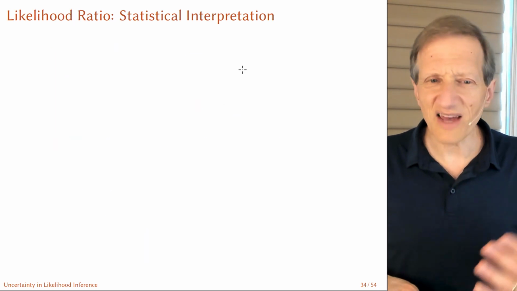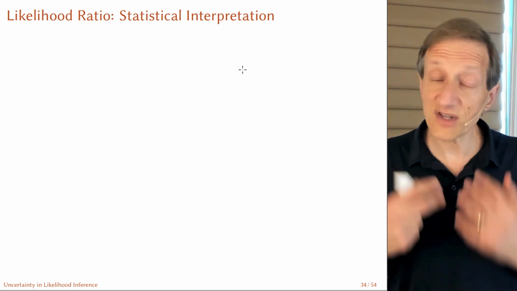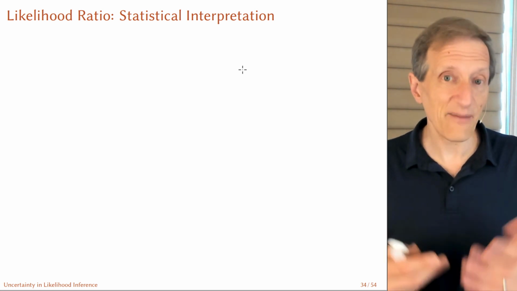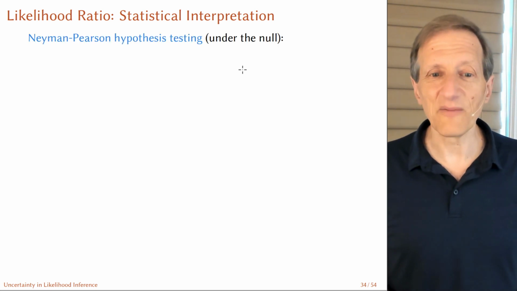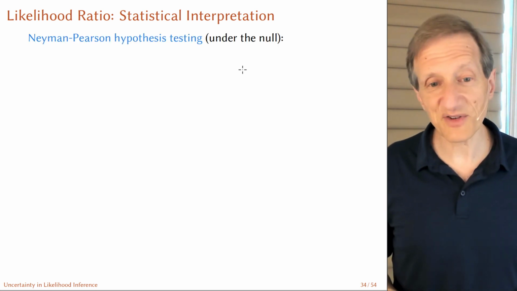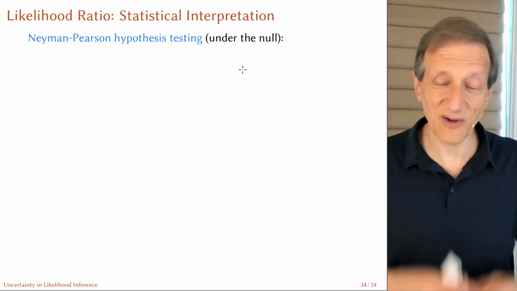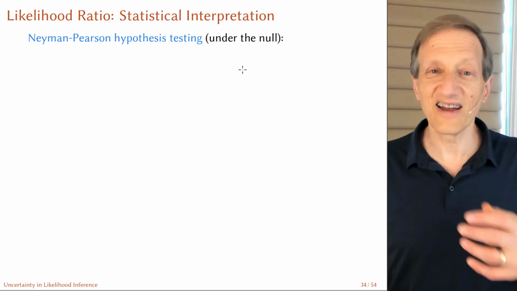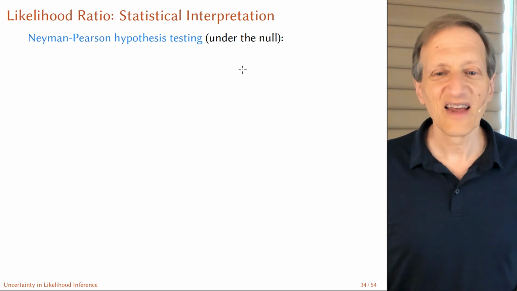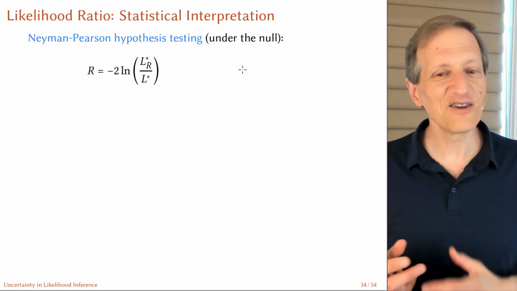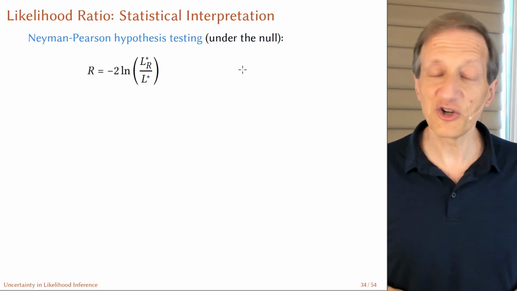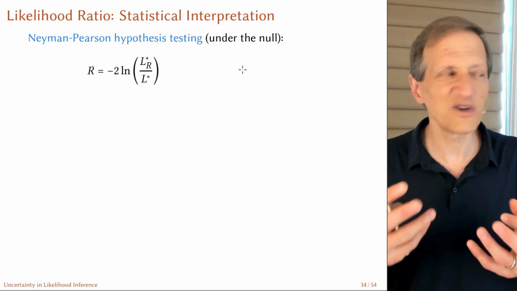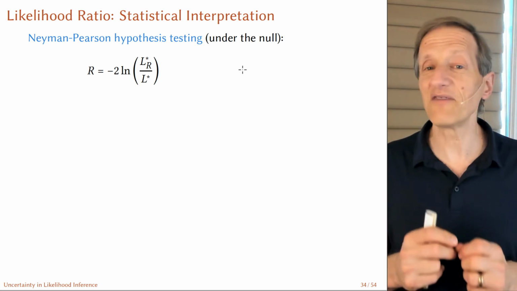Let's generalize that a little bit and think about it from a statistical perspective, in fact from a hypothesis testing perspective. Under Neyman-Pearson hypothesis testing, which we can use to interpret the likelihood ratio, we think about this under the null hypothesis, in which there's no difference between the two, in which the restrictions have no bite.